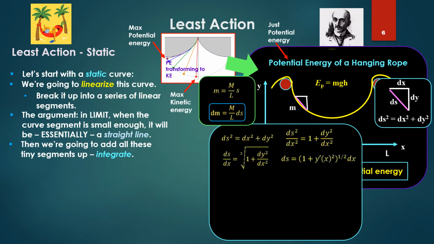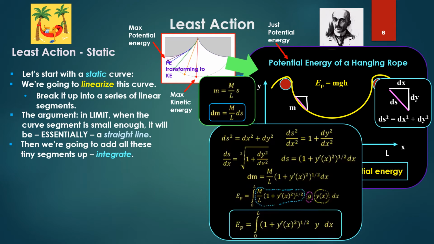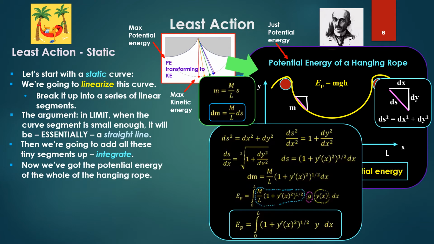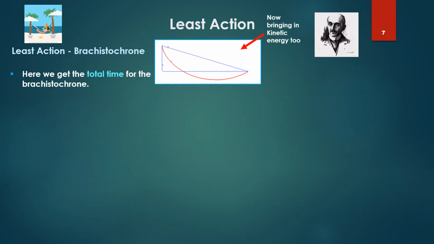I'm not going to spend time explaining each of these little algebraic moves. That's really all they are. We end up with an expression for ds, the change of distance along the y and the x-axis there, the change of the mass, and a resultant expression, E_P, the potential energy of the rope, taken from 0 to L, all those little segments across the whole of the rope. Now that expression, rewritten a bit, is the potential energy of the whole of the hanging rope. And now we're going to want to show when this potential energy is minimized, when we have the minimum possible configuration potential energy. We'll come back to minimizing that potential energy for the rope.